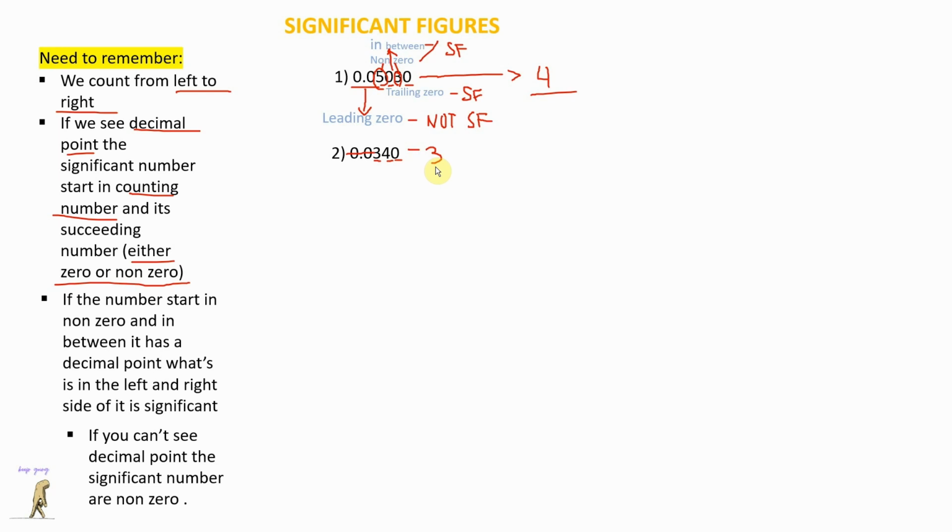So bear with me. Next, we have some consideration once more. If the number starts with non-zero, as we can see here, and in between it has a decimal point, what's on the left and on the right is significant. So here, what's left and what's right is considered significant. So count from left to right: 1, 2, 3, 4, 5. So this time, we have 5 significant figures.